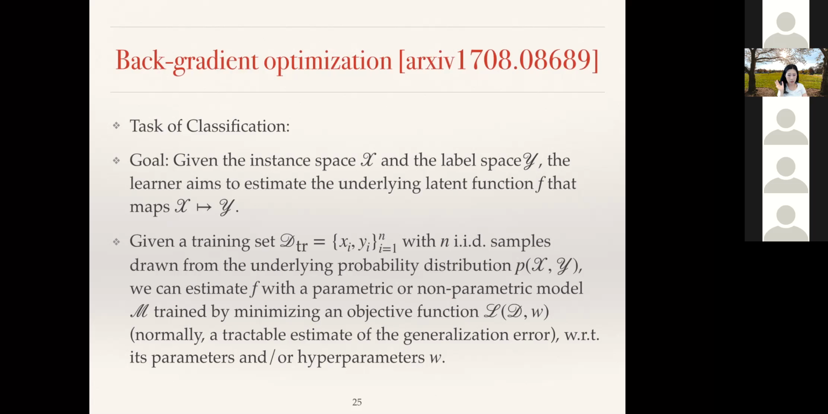Let's think about parametric, which is simpler. You have a parametric model M trained by minimizing an objective function. Here is your objective function, the curly L. This curly L is the objective function for the learning algorithm, and of course you want to minimize it. Usually it is just a tractable estimation of the generalization error, right?